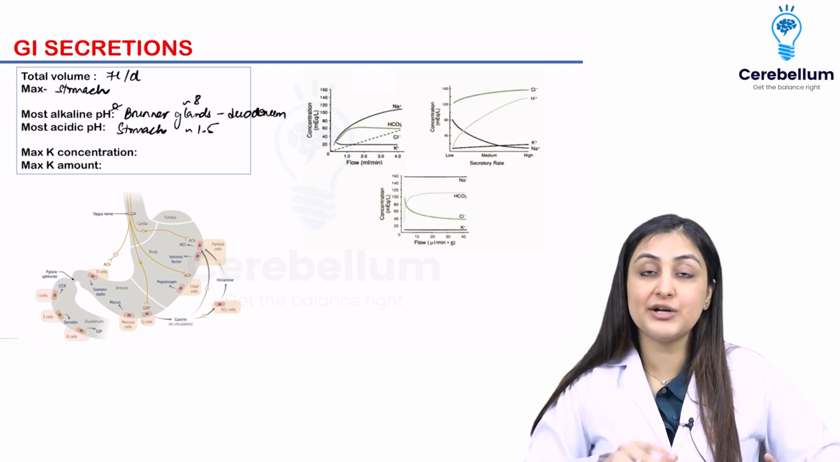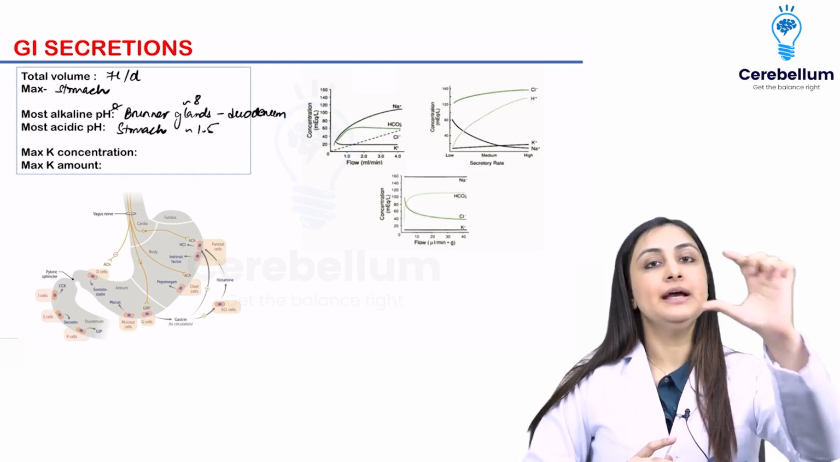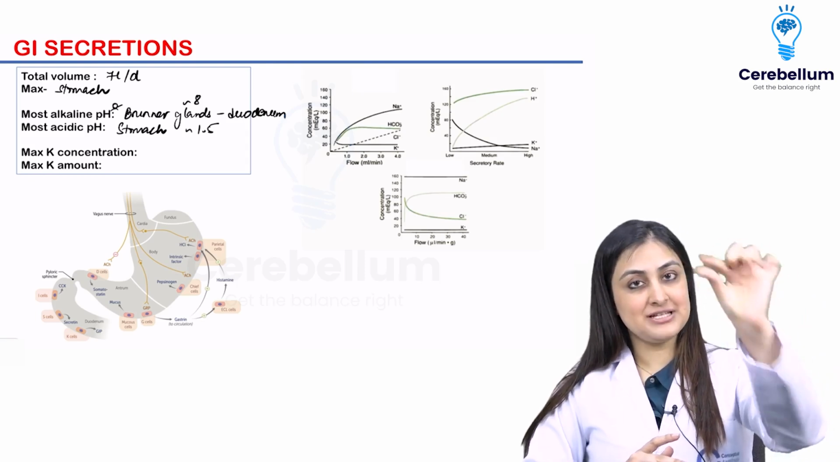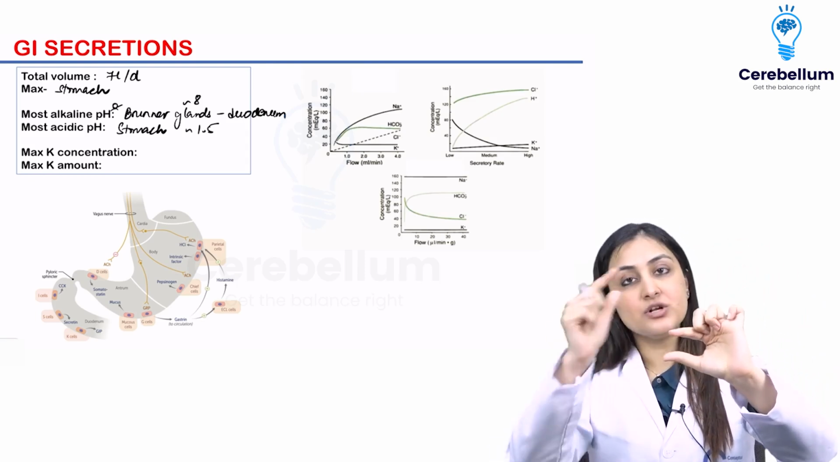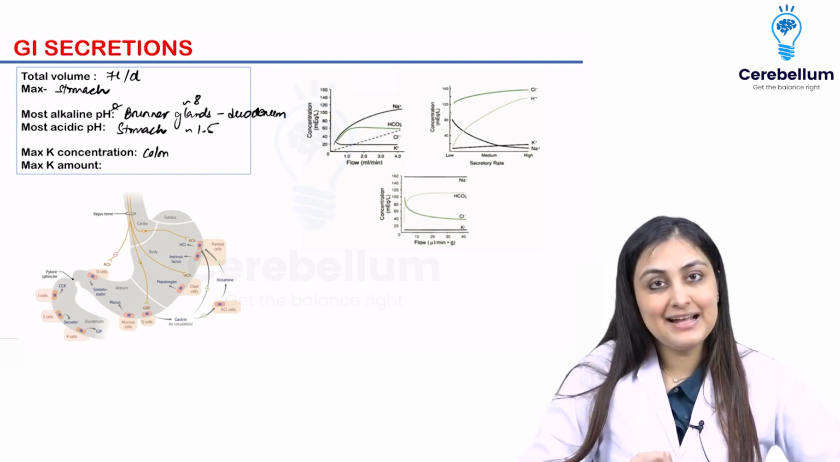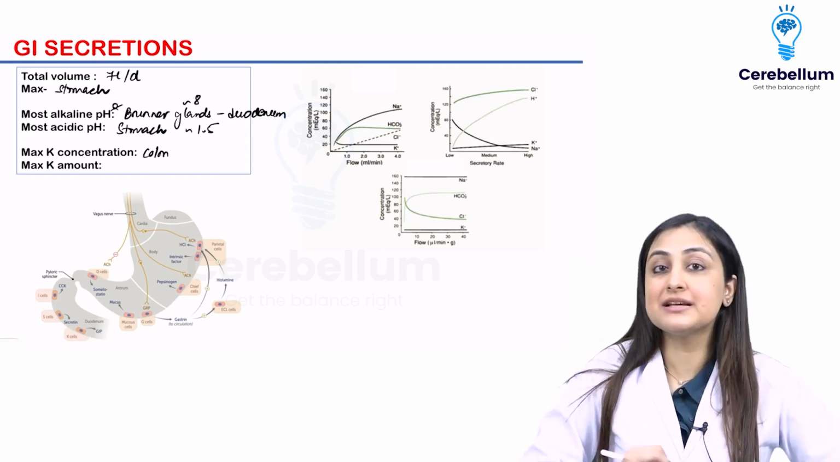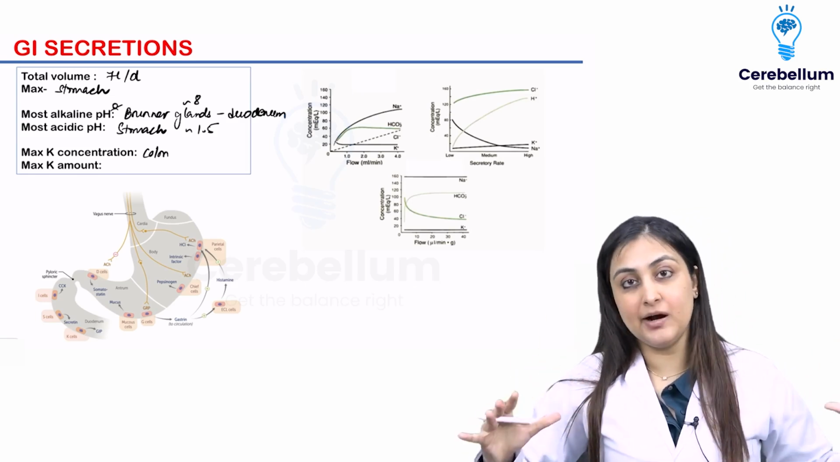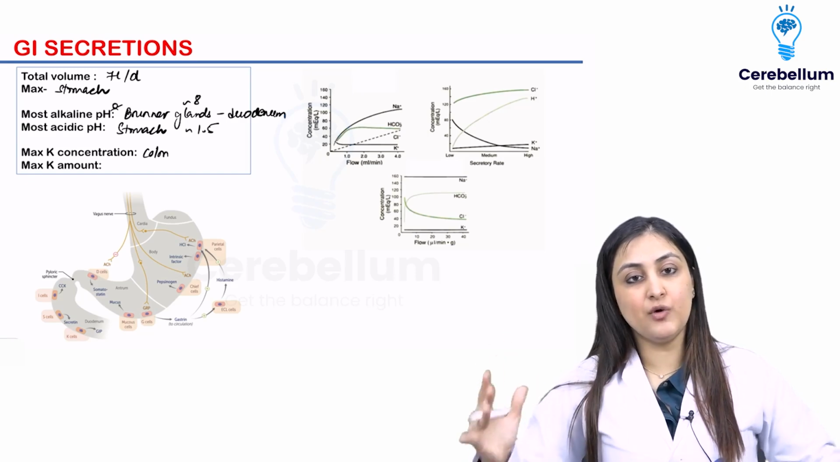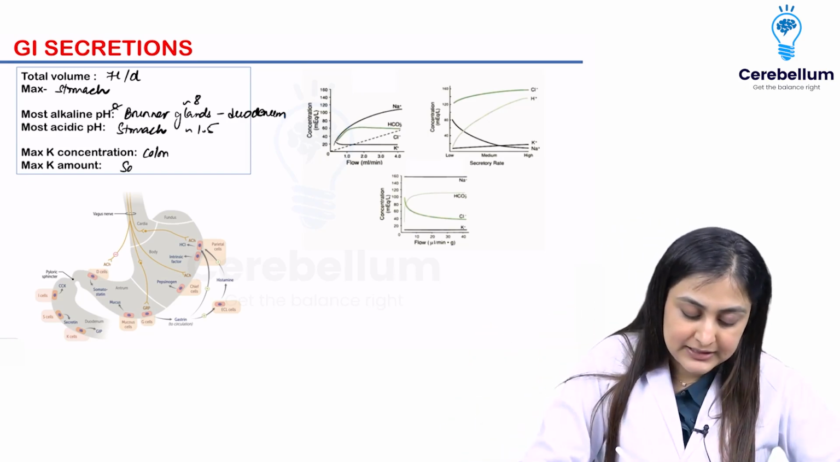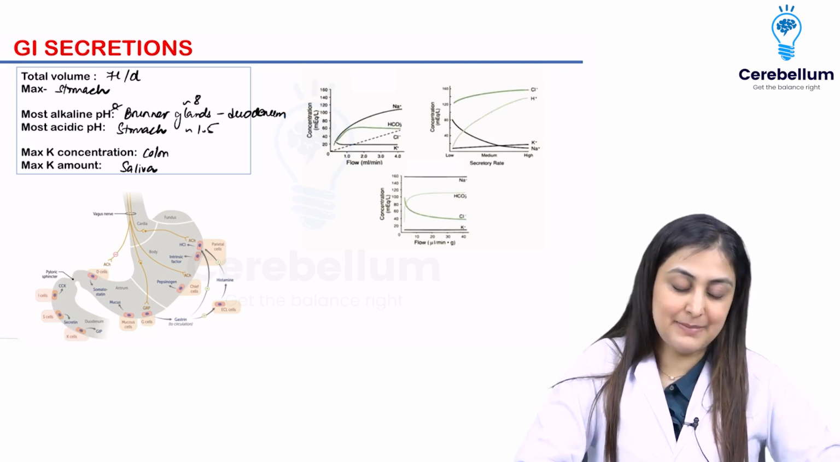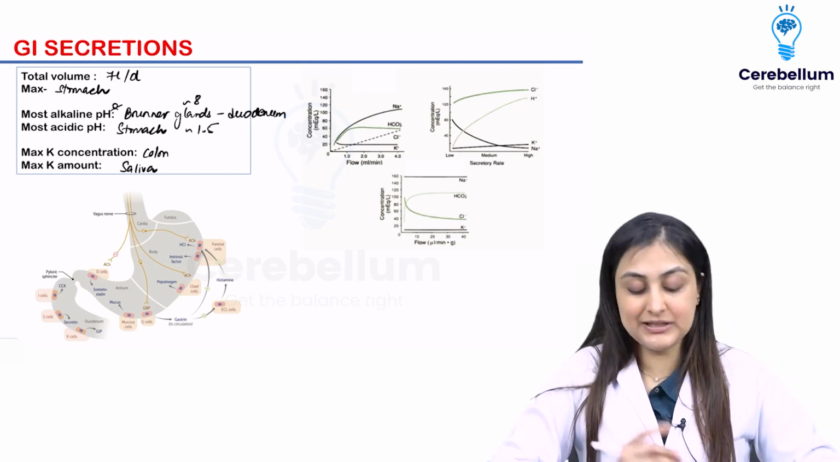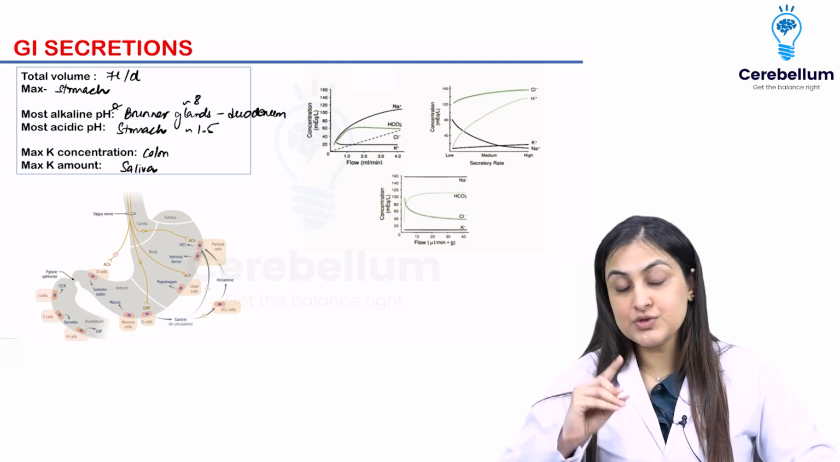Very, very important that you read the question carefully. In 1 liter of secretion, which has maximum concentration of potassium? That answer is going to be colon. Colon secretions have maximum potassium concentration. But overall, if we take into account the total volume and see the amount, then it is saliva. Saliva has the maximum potassium amount. This is one thing that you should not confuse.